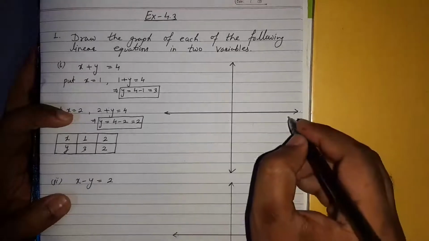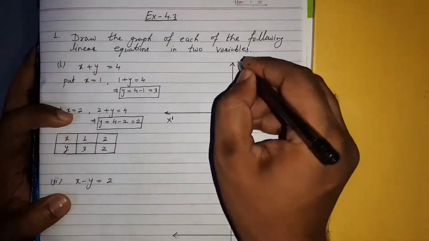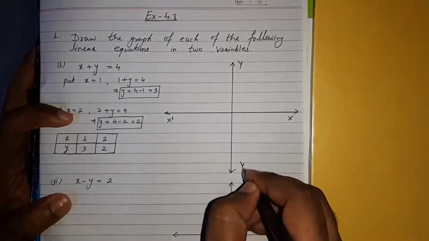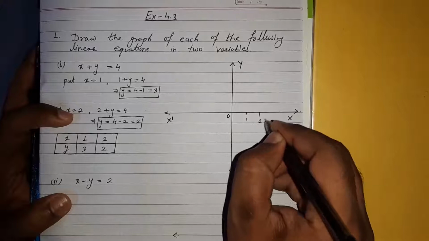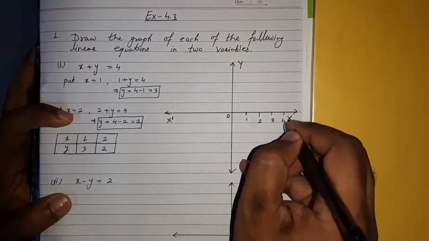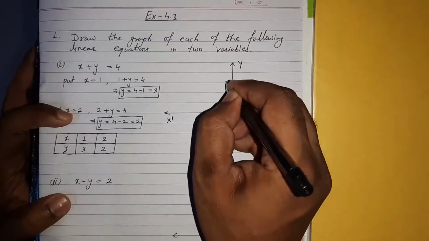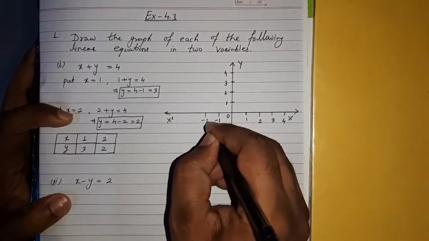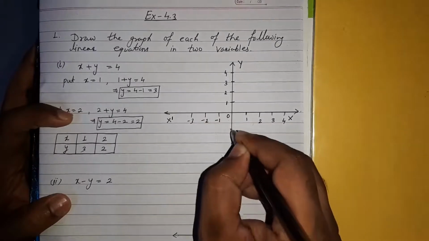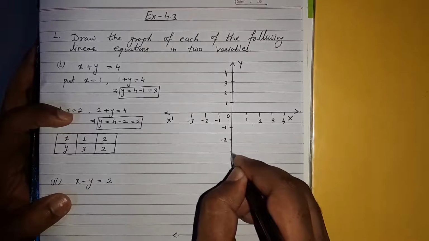This is x-axis, positive x-axis, negative x-axis, positive y-axis, negative y-axis. This is 0. 1, 2, 3, 4, positive 1, 2, 3, 4. Negative 1, negative 2, negative 3. Similar. Minus 1, minus 2, minus 3.